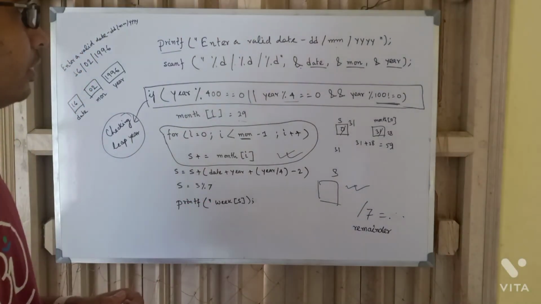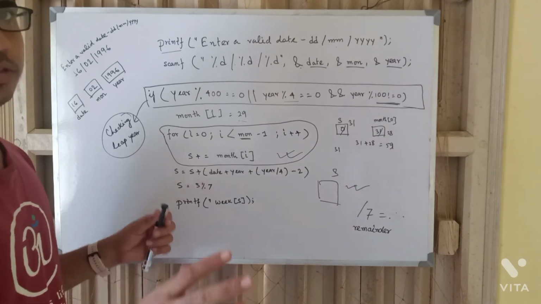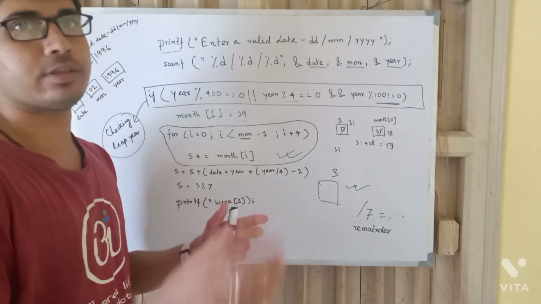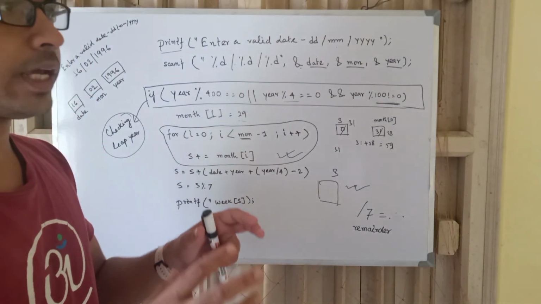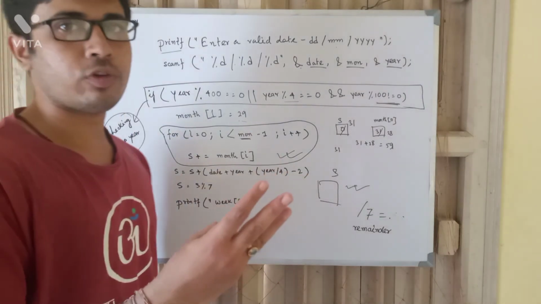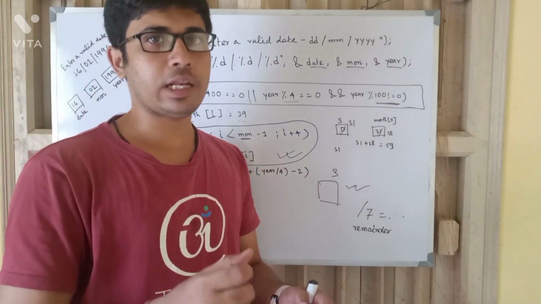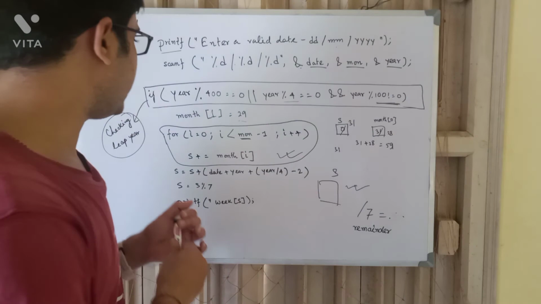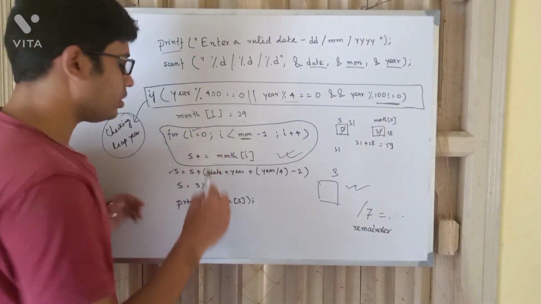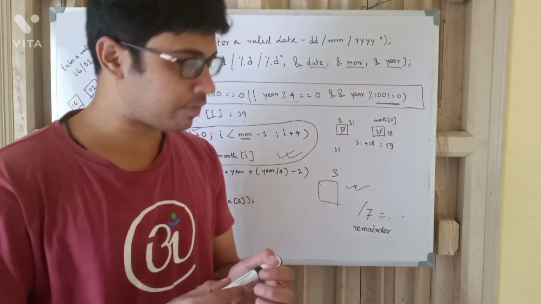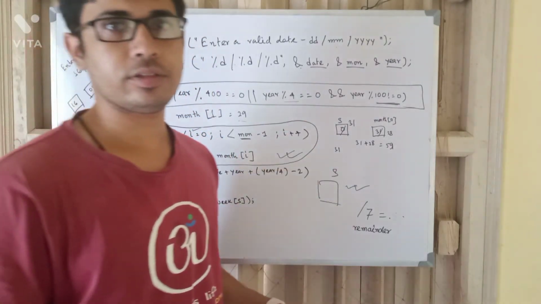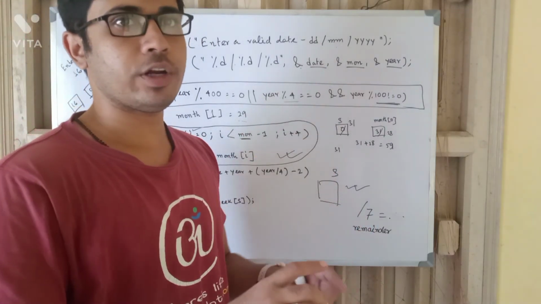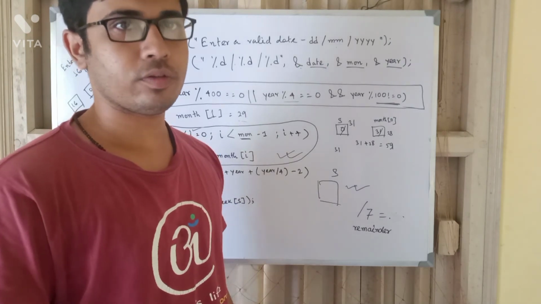So what have we done? From the first, we have taken two arrays: one for the month and one character array for storing the weekdays. After that we have taken 5 variables: 3 variables for taking the input and 2 variables for the logic, one is I, one is S. After that we created the arrays, one month array and one week array, a character array.